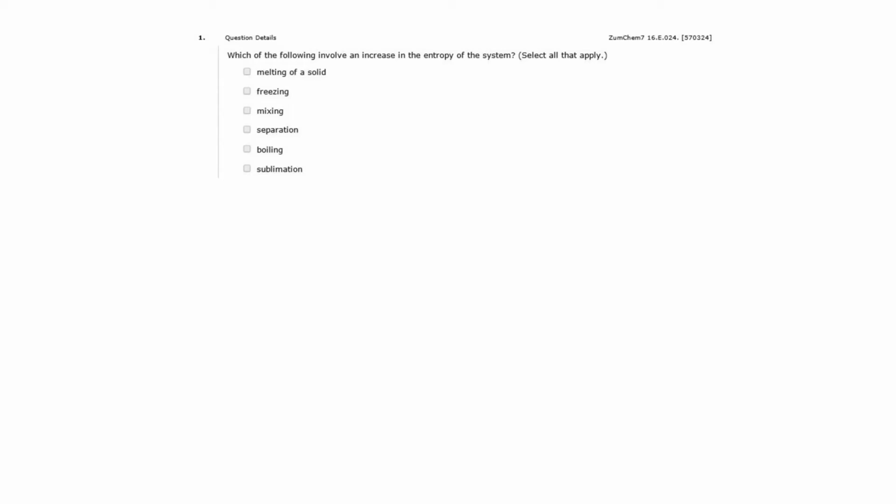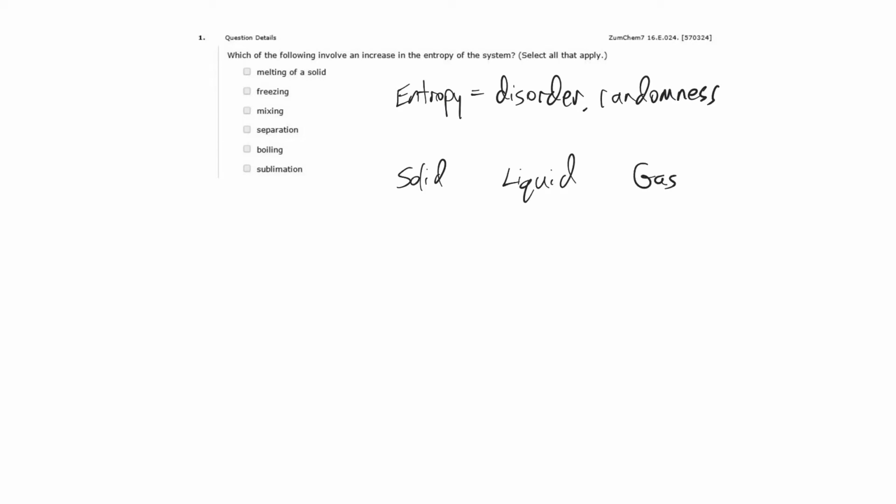This question asks us to consider entropy changes. Entropy is disorder or randomness in a reaction. And several of the choices involve a phase change. So let's start by just listing the common states of matter: solid, liquid, and gas. And let's say something about the order found in each of them.